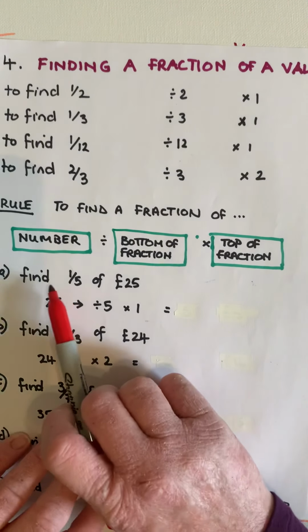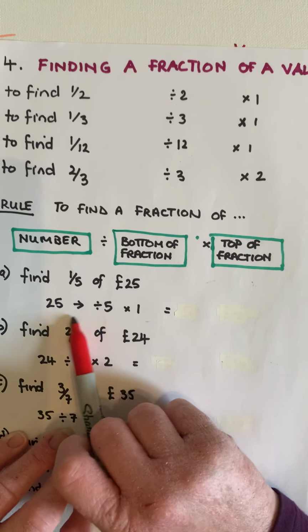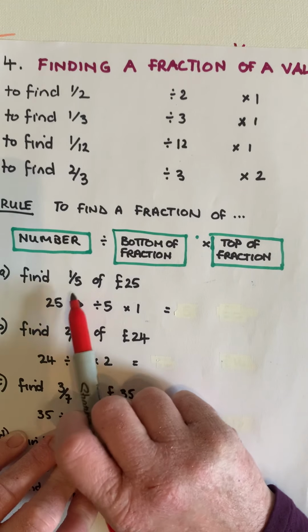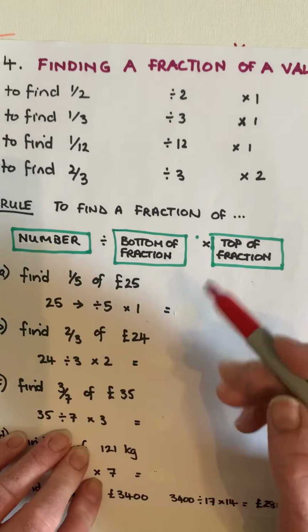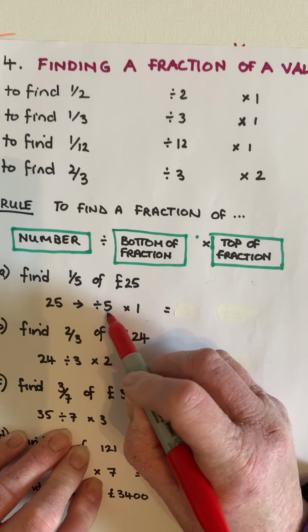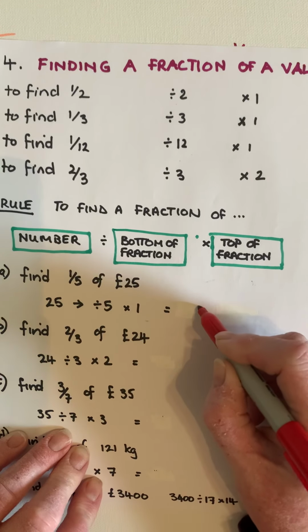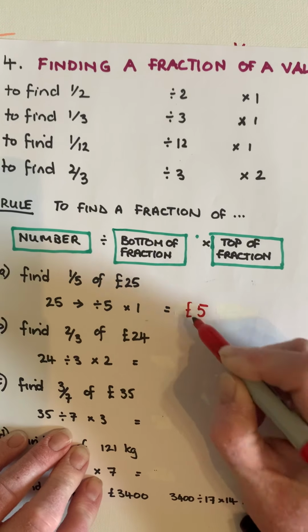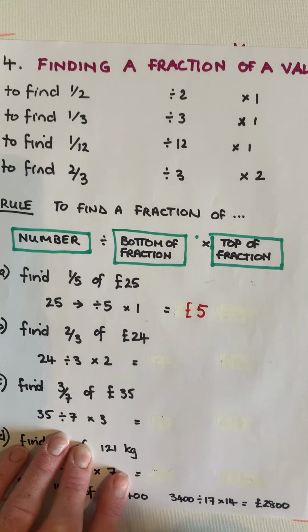Let's try part A. It says find a fifth of £25. So that's 25, divide by the bottom, multiply by the top. 25 divided by 5 is 5. 5 times 1 is 5. And remember, it's pounds you're working in.